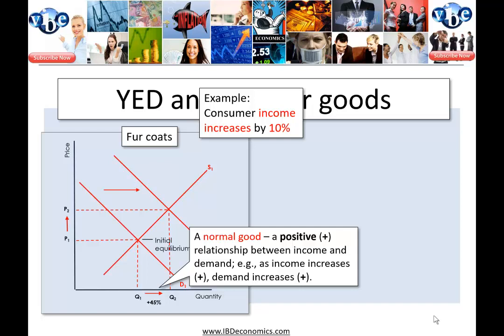So this is a normal good. It's a positive relationship between income and demand. As income increases, demand increases as well. A plus plus.